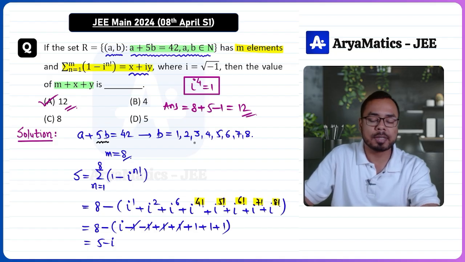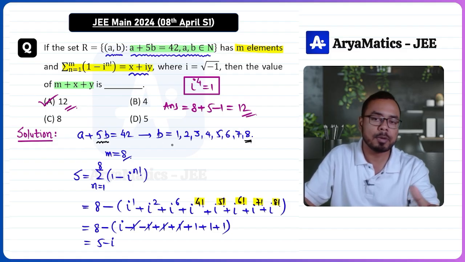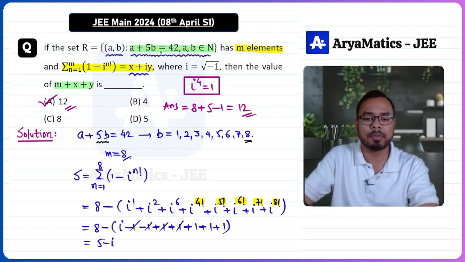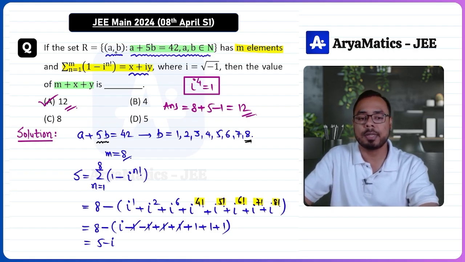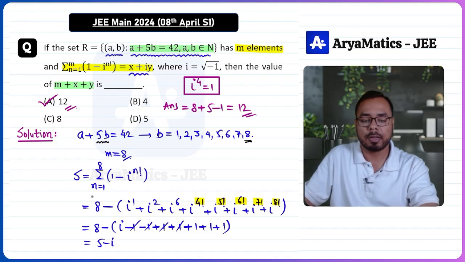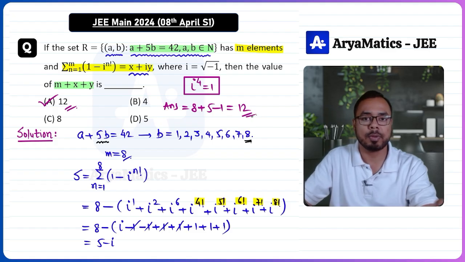So you will get a few cases from there. Once b is a number bigger than 8, a will become negative. So that means there are 8 possible values of b, and corresponding to each value of b, we have some value of a, which is a natural number. So in this set, we had 8 elements. And finally, this sum was 5 minus iota. And after adding that, the correct answer for this problem will be 12.